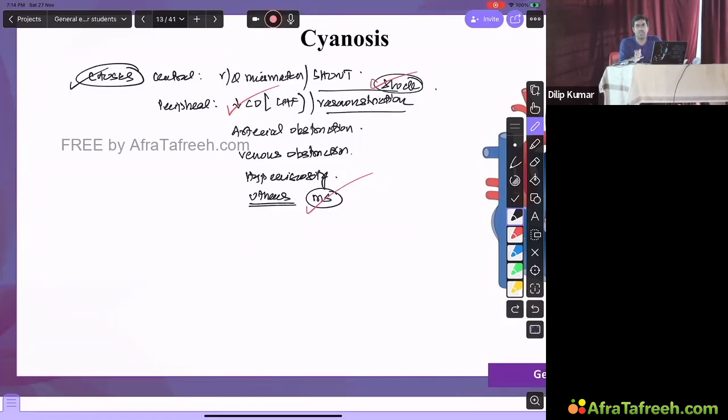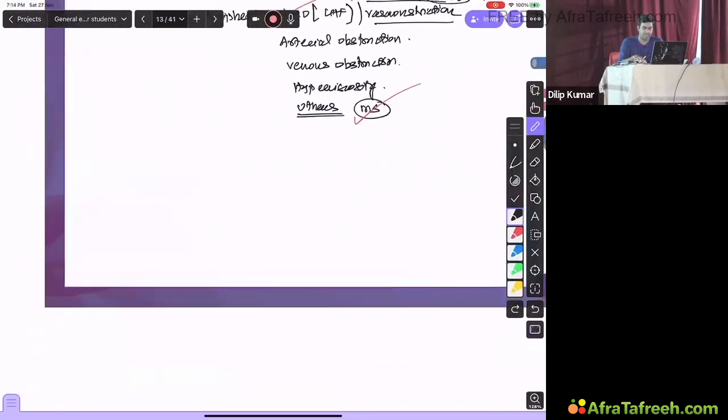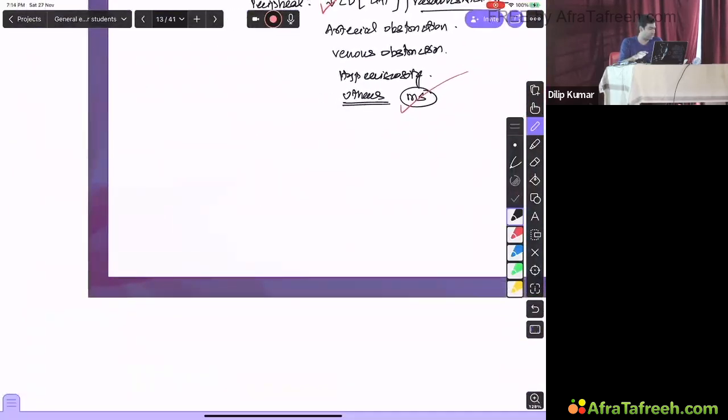Peripheral will not tell you what is the exact problem, but central, if it's there, very likely you need to think about a cardiorespiratory problem. That's why we have that testing. What is that? Warming test or Lewis test to differentiate between central and peripheral cyanosis. And there are some special types of cyanosis. One is differential cyanosis.